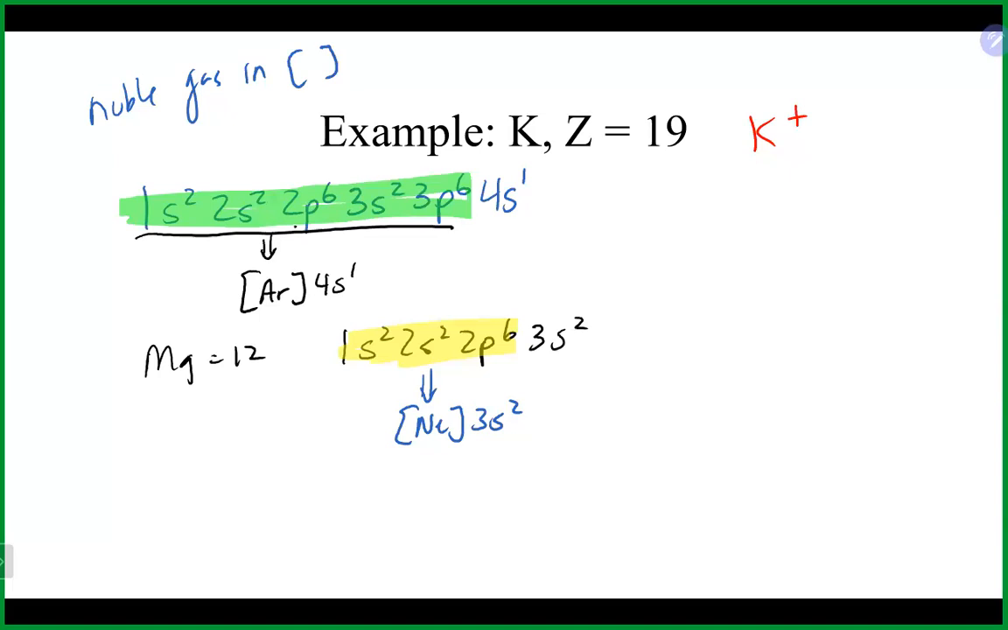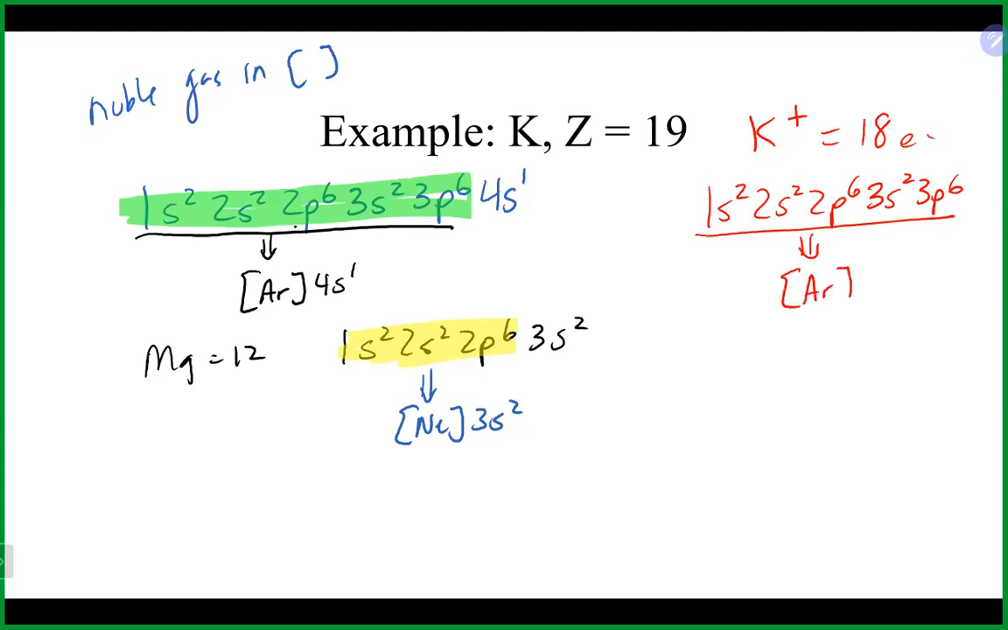That means potassium with a +1 charge actually will have 18 electrons, right? Instead of 19. That means when we write the electron configuration for potassium with a +1 charge, it would be 1s2, 2s2, 2p6, 3s2, 3p6. That once again is 18 electrons, which means that is argon's configuration, right? So that is the same configuration as argon.